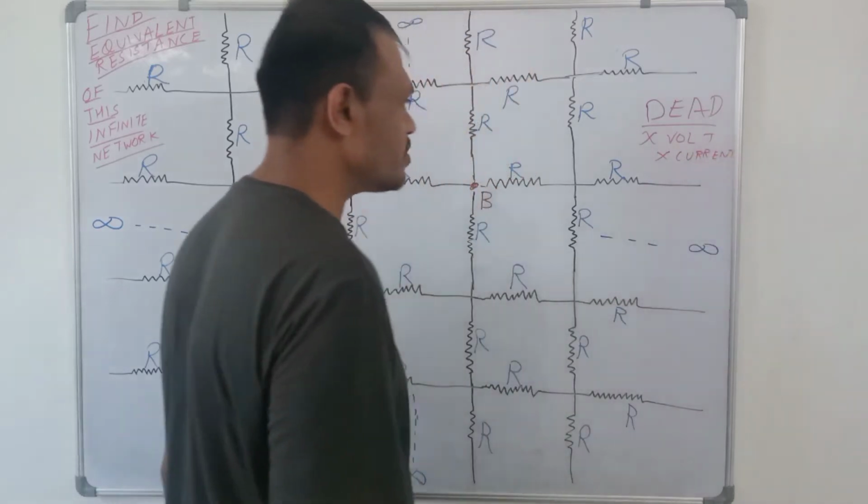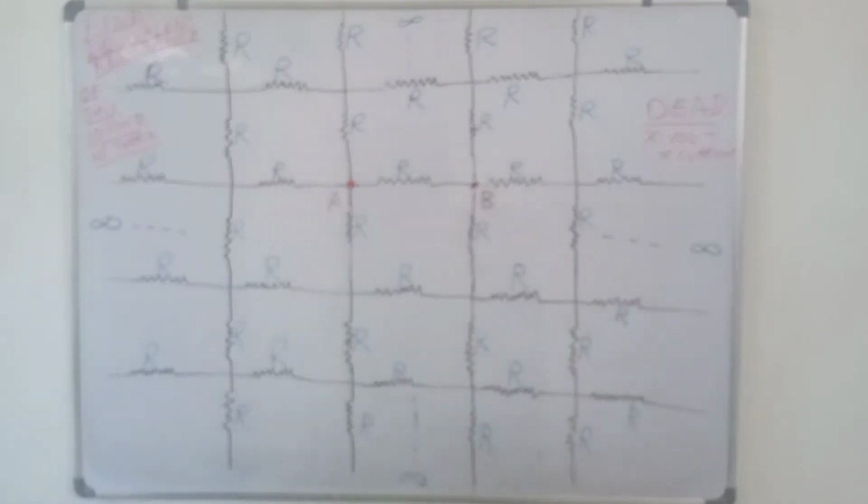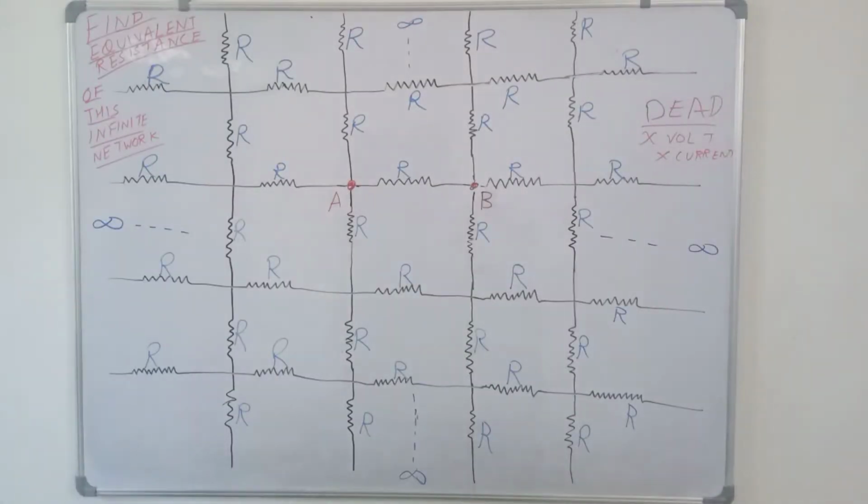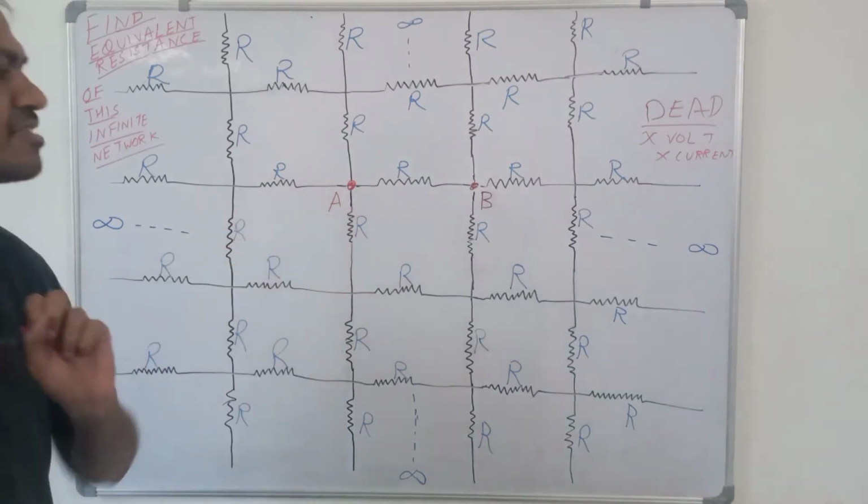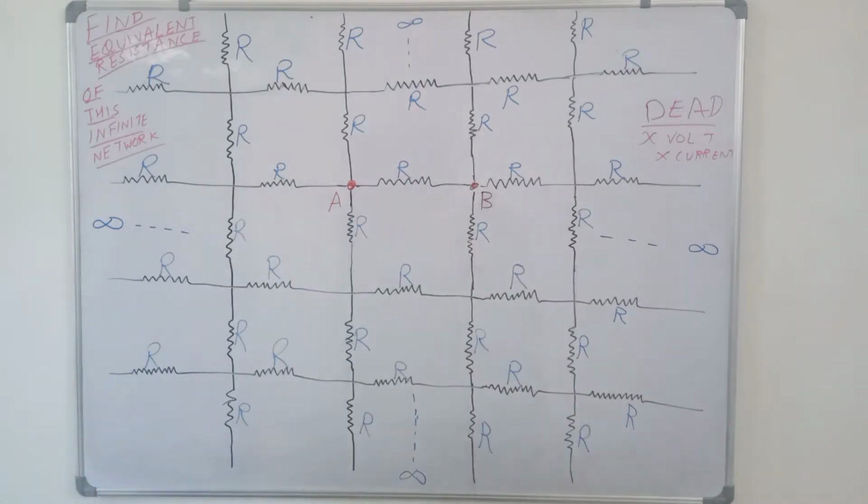There is no voltage source or current source in this network. So such a network is called a dead network because there are no voltage sources or current sources, no independent sources in this network. So to find the equivalent resistance between 2 points of such a network, we have to assume a source from our side and then find the equivalent resistance.